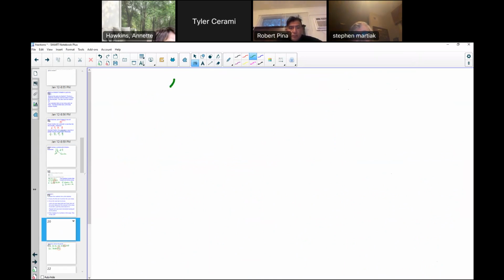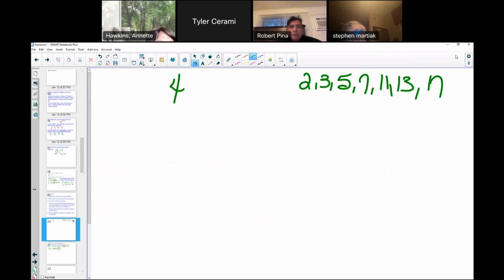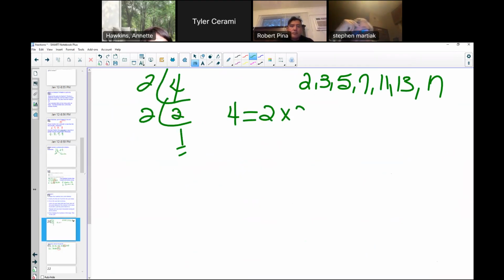So I take the number 4, and this is why we use those prime numbers. So let me just write my primes. 2, 3, 5, 7, 11, 13, 17. That's about what I need. Okay. So I take the number 4, and I look at my primes and see what primes will divide it. 2 will. 2 will go into 4 2 times. 2 will go into 2 1 time. When you get 1, you stop. So 4 equals 2 times 2.